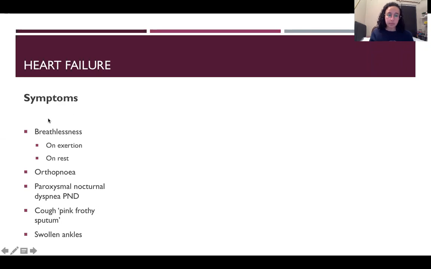PND, paroxysmal nocturnal dyspnea, is when you wake up in the middle of the night gasping for breath. So that's another question I would ask them about. A cough with pink frothy sputum, that's quite textbook. I don't think people really actually have it, but it's very textbook for pulmonary edema. So you can ask about a cough and if they bring anything up and what colour it is. And swollen ankles are things that patients complain of a lot, especially when they know that they have heart failure and it's worsening and they need to stabilise on something like furosemide.